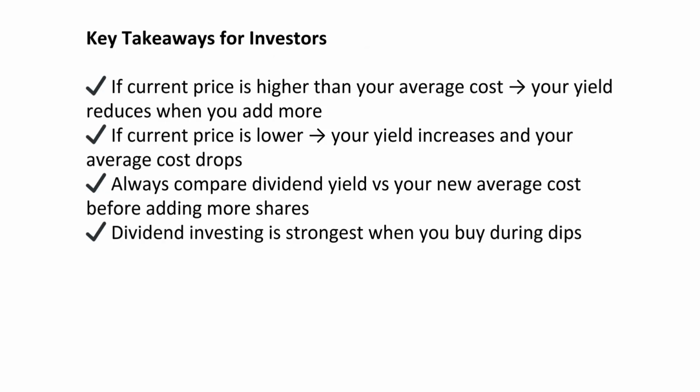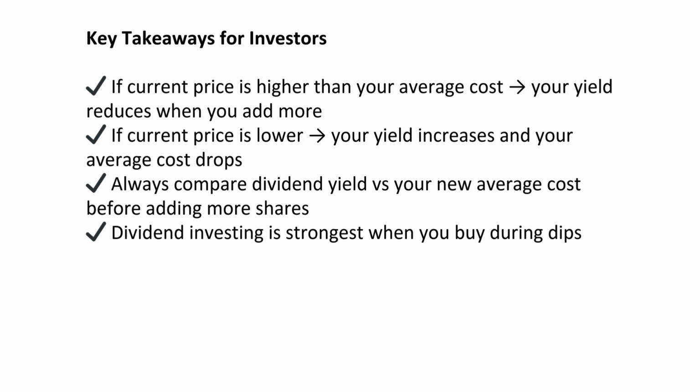So what does that mean? If the current price is higher than the average cost, your yield reduces when you add more. So if you're buying new shares at a higher price, your returns reduce. If the current price is lower, then your yield increases. And also your average cost drops, DCA. So always compare dividend yield versus your new average cost before adding more shares to know whether new shares are giving you value.